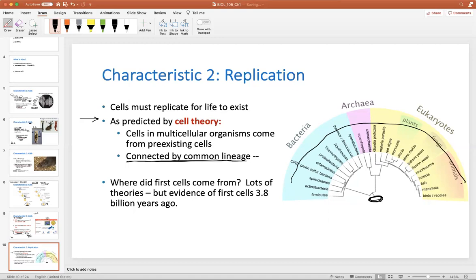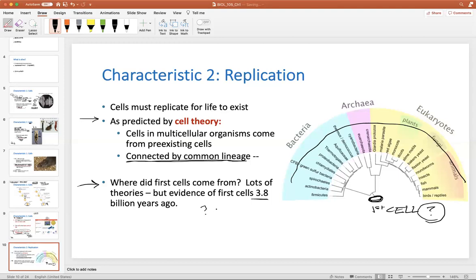Now, that probably begs a question for you. Okay, that sounds great. Where did the first cell come from? And we're going to spend some time talking about that, where this first cell might have come from, how it might have arisen. There's some different theories on how that might have occurred. All that happened, though, it just had to happen one time. And once it did happen, then this could replicate and we could end up with the diversity of life that we see today. And we have our earliest evidence of cells from about 3.8 billion years ago.